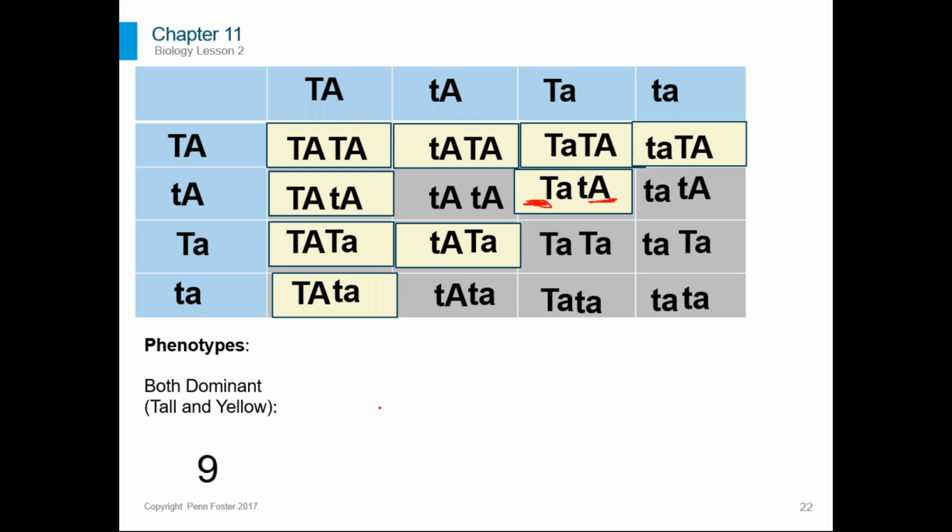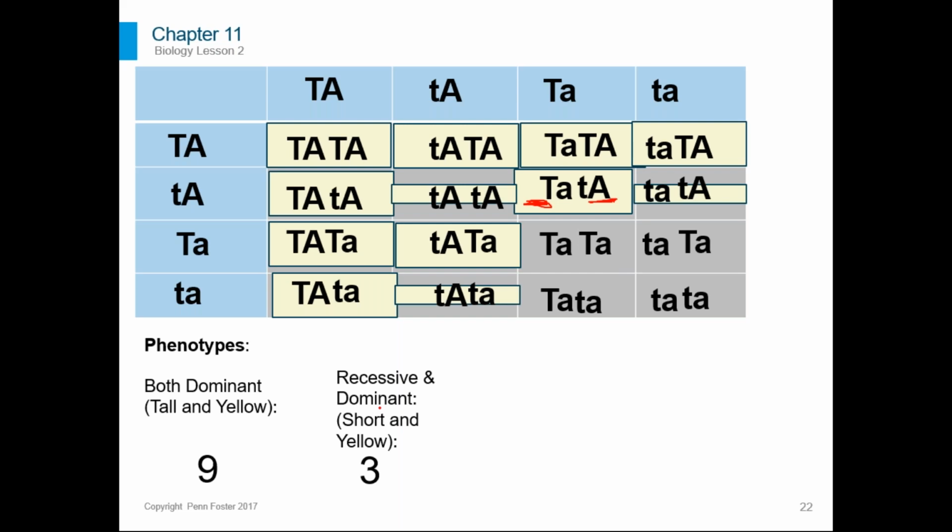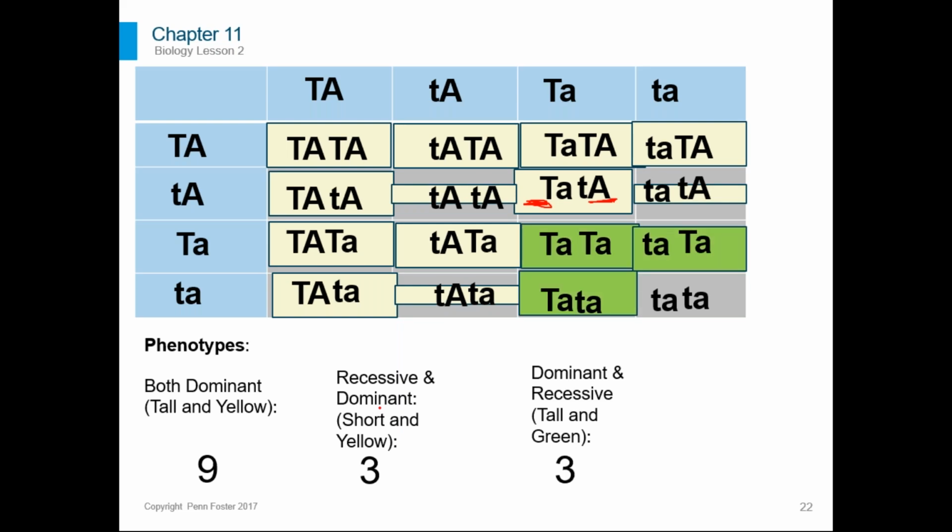The next possibility is to have one dominant trait and one recessive trait. So 3 of the example offspring will be tall but have green seeds. Okay, well, 3, I don't know what happened with my examples there. 3 of the examples will be tall and have green seeds, but 3 of them will be short but have yellow seeds.